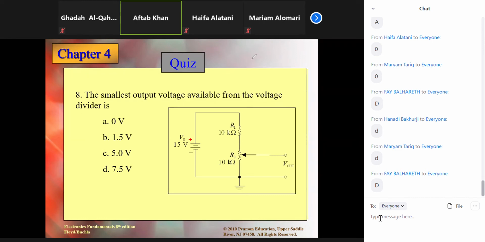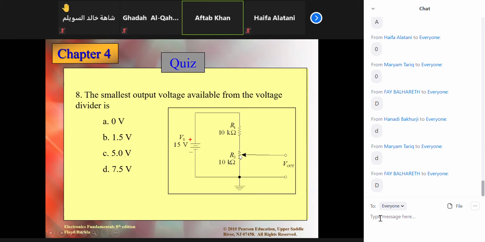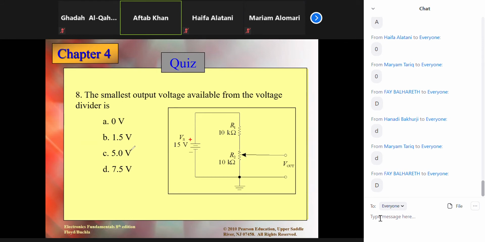Why it is 0? Why it is 0? I already explained to you, this is a variable resistor because the arrow is here, which is saying it is a variable resistor. When it is variable, I already explained that variable means its value can vary between 0 to 10K. How is it gonna vary? Because the arrow will move. It can go up and down.